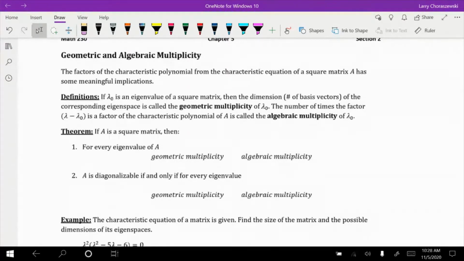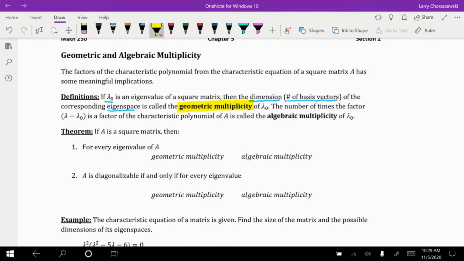However, in addition to it, we will discuss what's called geometric multiplicity. So to start this out, the factors of the characteristic polynomial from the characteristic equation do have some meaningful implications. So here's a couple of definitions where I'll define geometric and algebraic multiplicity. It says if lambda sub 0, not the Mortal Kombat way, is an eigenvalue of a square matrix, then the dimension, i.e. the number of basis vectors of the corresponding eigenspace, is called the geometric multiplicity.